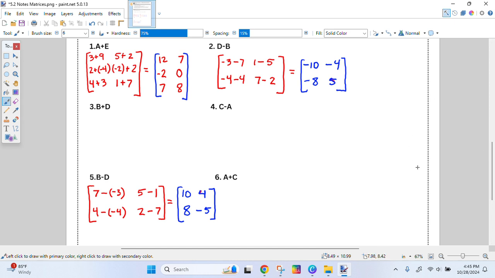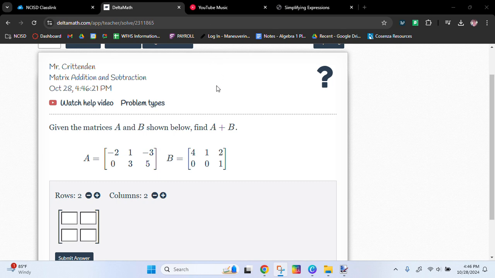So that is what we're doing today. We're just practicing adding and subtracting. Matter of fact, I can pull up the Delta Math really quick. So with the Delta Math up, what our problems will look like is they will give us some matrices. In this case, they gave us A and B, and they want us to find A plus B. So we're just adding these two.